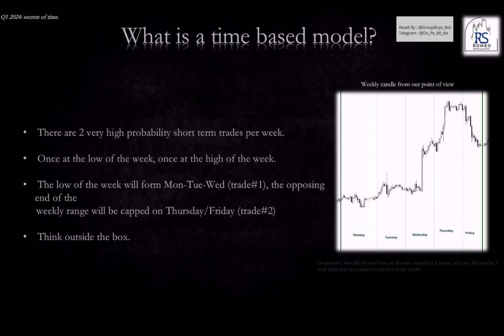But to encapsulate the weekly candle, you can be sure that the low of the week is going to be made on Monday, Tuesday, or Wednesday. And the range will be capped on Thursday or Friday. And another thing is, the same candle, for example, let's take Wednesday. Wednesday cannot form the high and the low of the week. And that is my encouragement for you to think outside the box.